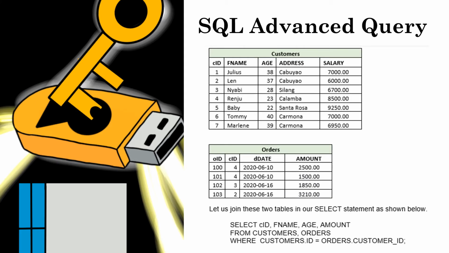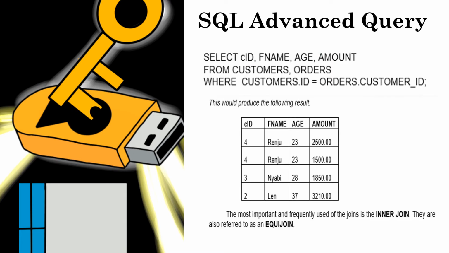Look at these tables. We have the customers table and the orders table. Let us join these two tables using the select statement, such as select CID, FName, age, amount from customers, orders, where customers.id is equal to orders.customer ID. So that SQL will produce the following results as shown on the screen.